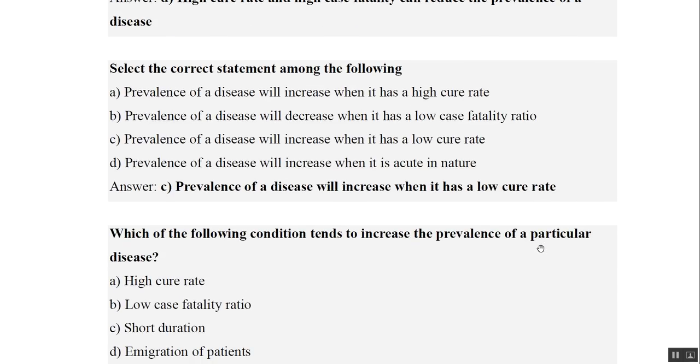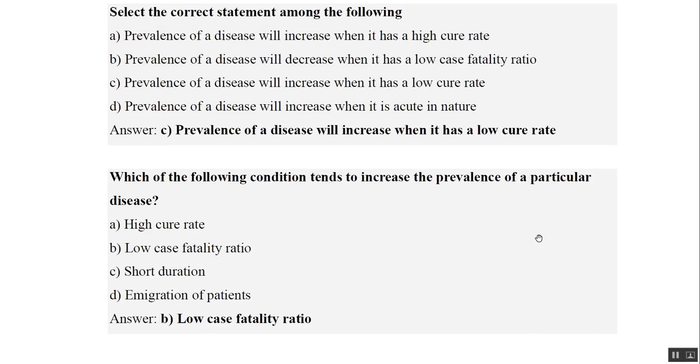Which of the following will increase the prevalence? High cure rate, no. Low case fatality, no. Short duration, no. Immigration of patients. So immigration of patients will also decrease it. Short duration will also decrease it. Low case fatality: people are dying less, so there will be more people in that area. So option B is the correct answer here.